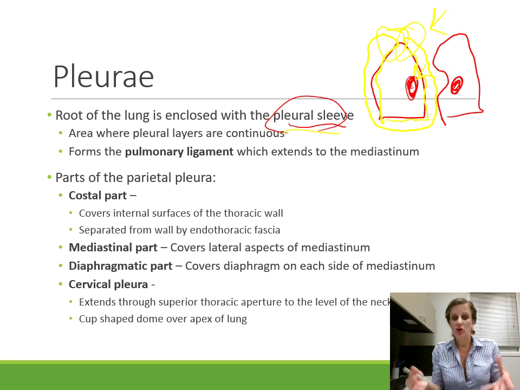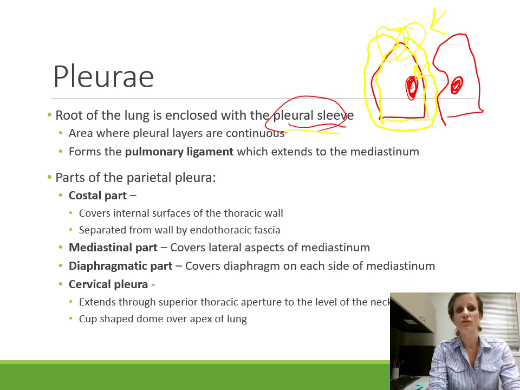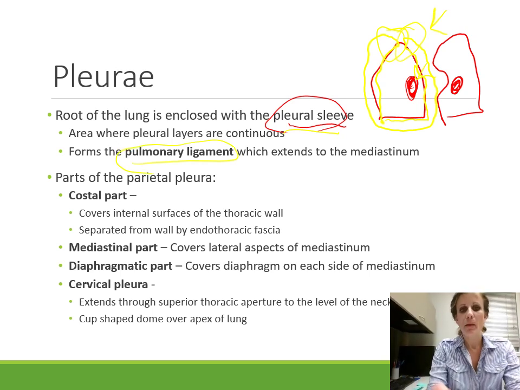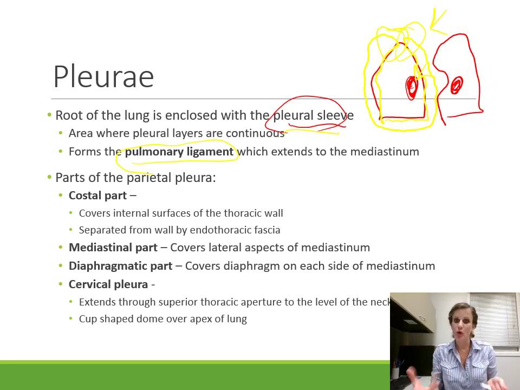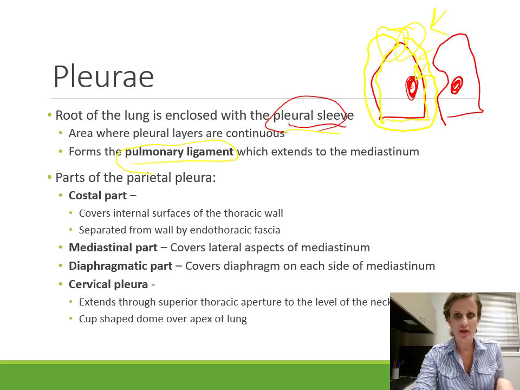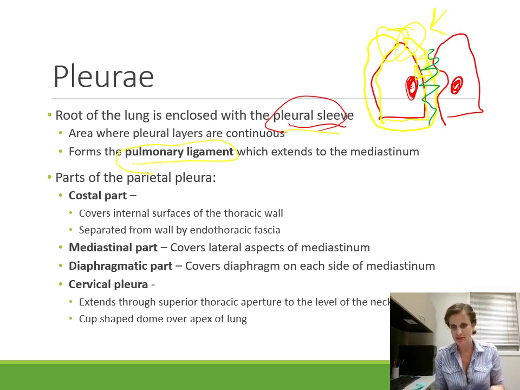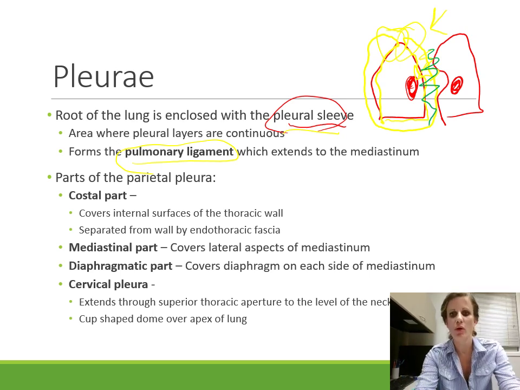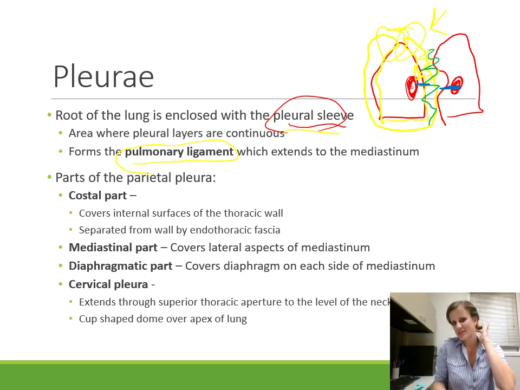The membranes, the pleura at this area, also form something called the pulmonary ligament. The pulmonary ligament extends out from the root of the lung in towards the mediastinum. And remember that the area here between the lungs is the mediastinum. So the pulmonary ligament is extending from the root in towards the mediastinum, and that's structural support for the lung.